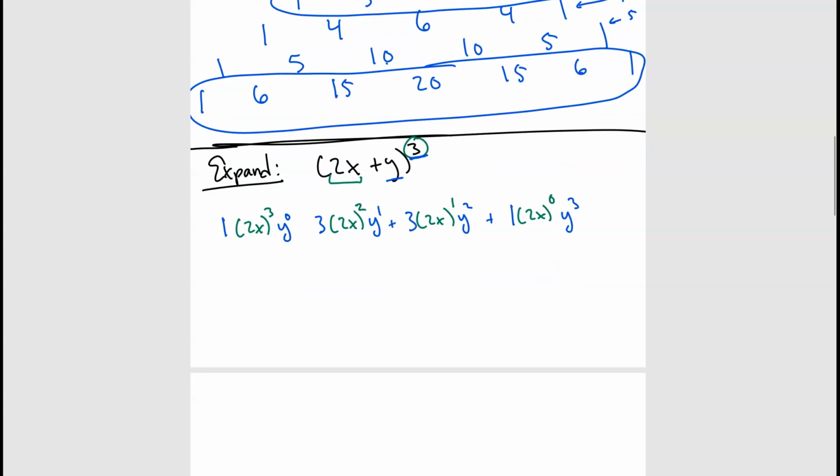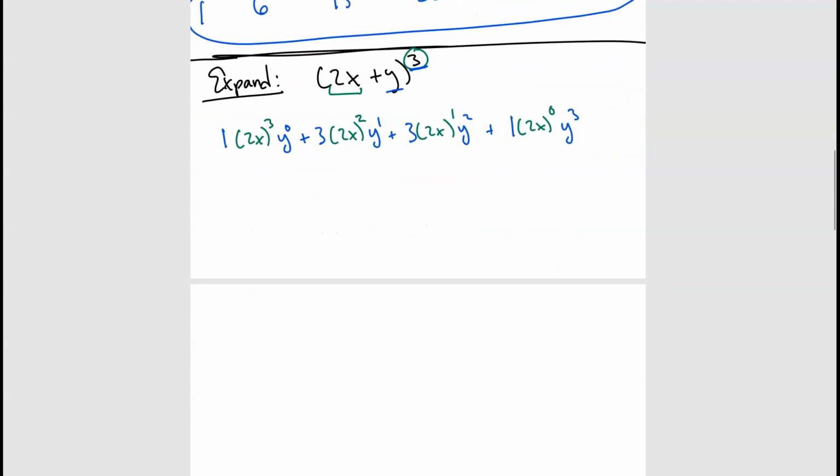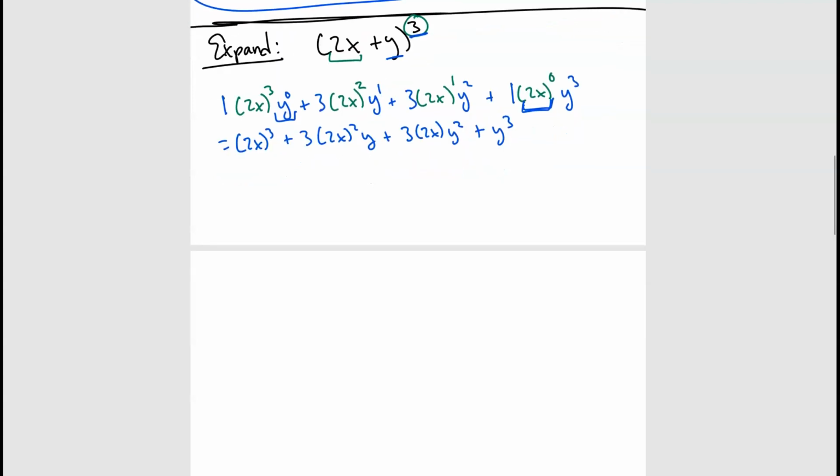Okay, now let's add everything up. So this is going to be 2x to the power of 3, y to the 0 power is just 1, plus 3, 2x squared, then there's 1y, plus 3, 2x, y squared, plus this is just going to be equal to a 1, y cubed. So notice you didn't really have to write this y to the 0 and 2x to the 0 power, but you can just leave it there if this makes sense to you.